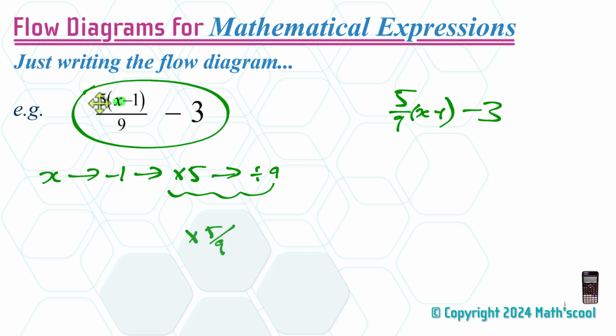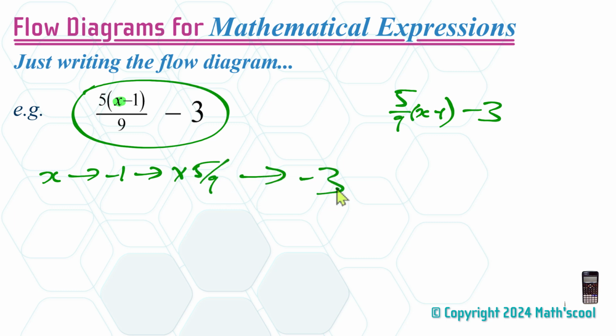You could write it as divide by 9 times 5, because this is sitting right underneath and this is sitting right beside it. It doesn't matter which order you do them in. I'm just going to do the briefest version, which is times 5 over 9. So times 5 over 9 and then minus 3 is my flow diagram for that.